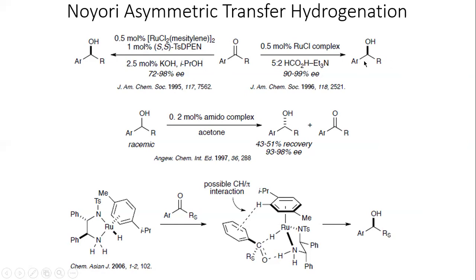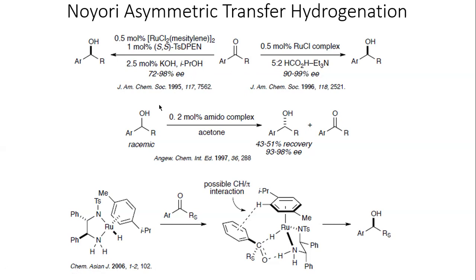All right, and same thing over here. I say a single enantiomer, but unless it's 100% EE, then it's not a single enantiomer. You just don't get very much of the other enantiomer, right? So again, this is a very efficient system.